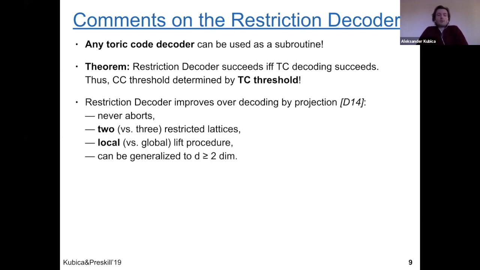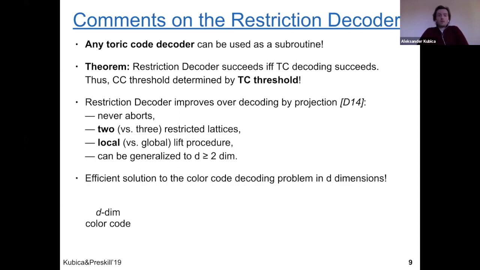Also, I would like to contrast the restriction decoder with previously proposed decoding by projection. First, the restriction decoder never aborts, and it uses only 2 restricted lattices. Also, and this is important, the restriction decoder uses a local lifting procedure, which allows us to generalize this decoder to higher dimensions quite straightforwardly.